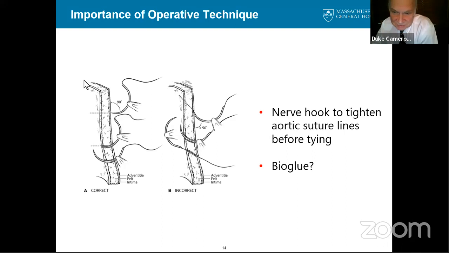Using bioglue is a little controversial. I always feel embarrassed, and I'm fond of saying the use of bioglue is the mark of a mediocre surgeon, and I use it all the time.